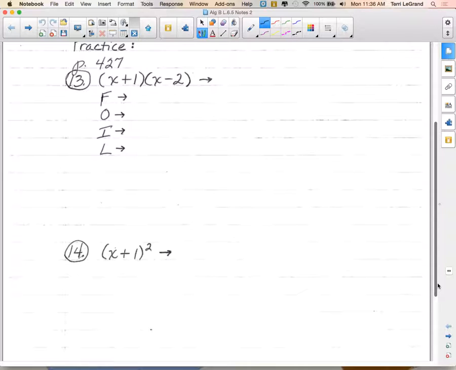Okay, we're going to rename the second one. So we're going to leave the first one like it is, x plus 1, and the second one's going to change to what? What's its new name? X plus negative 2.